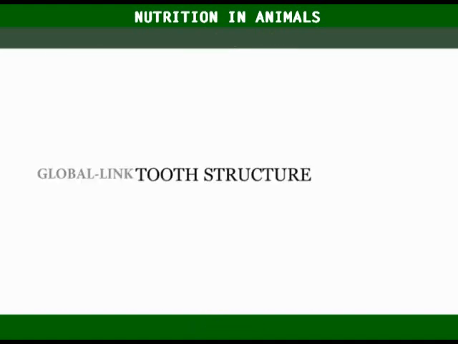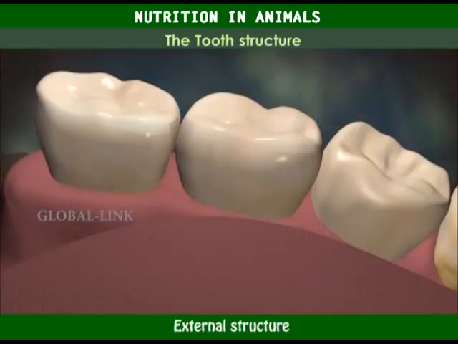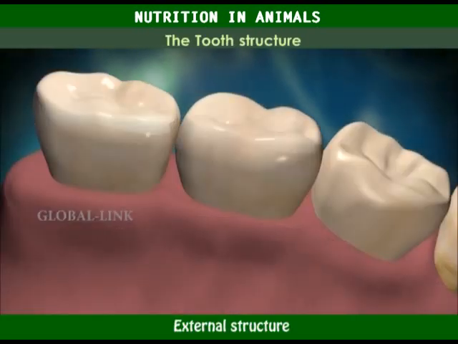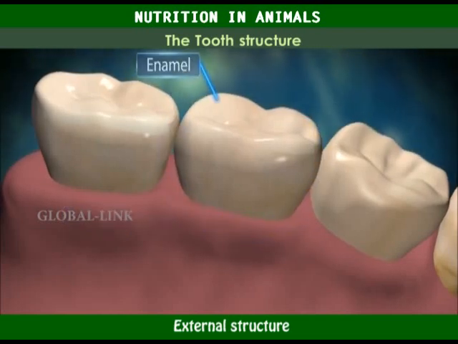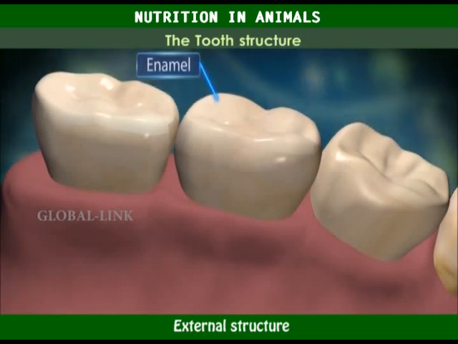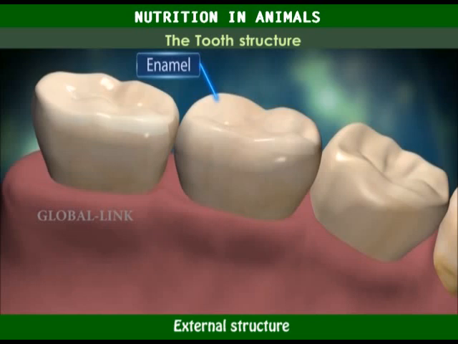Structure of the tooth. The basic tooth structure is similar in all teeth. The part of the tooth above the gum is called the crown. This is covered with a hard non-living layer called the enamel. Enamel is made up of calcium phosphate and carbonate. This is the part that grinds food.